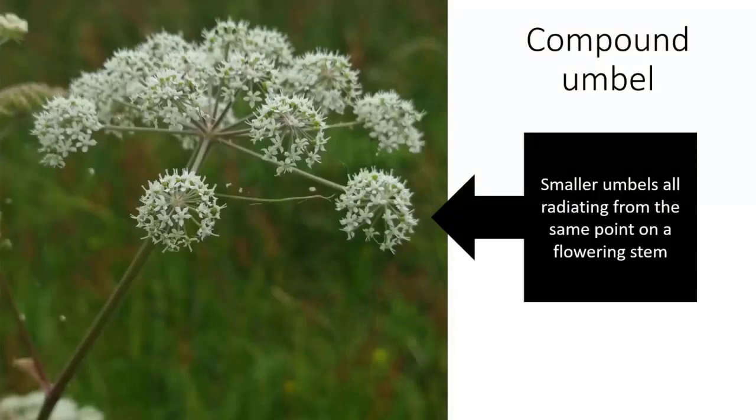And now to add a little bit more complexity, this is called a compound umbel. So where you have a spoke and then it radiates out and you've got lots of these small pinwheels of flowers radiating out from that. That's called a compound umbel. And most of the carrots that we have look like that. So the angelicas and the hogweeds, they have that kind of appearance to them.